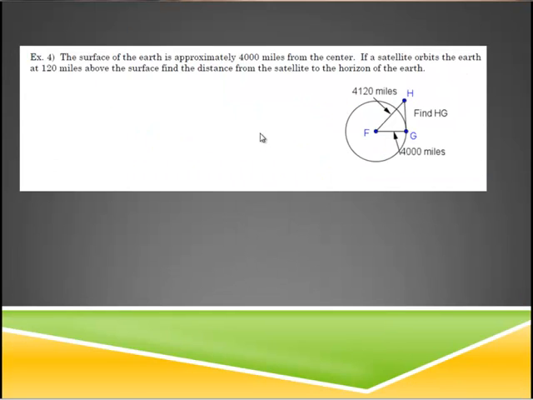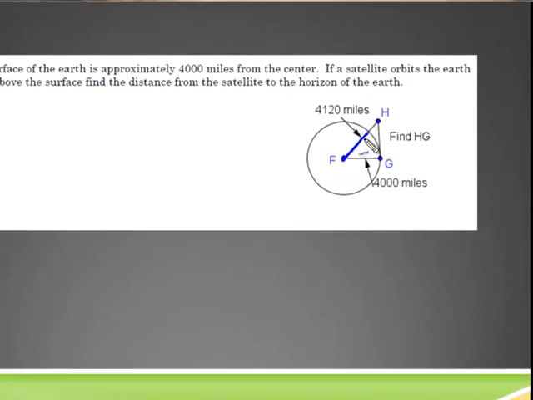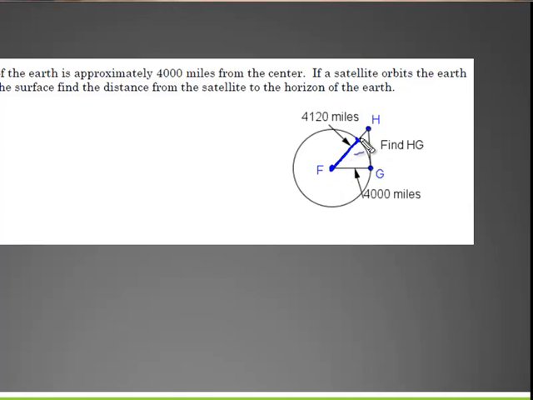It says the surface of the Earth is approximately 4,000 miles from the center. If a satellite orbits Earth at 120 miles above the surface, find the distance from the satellite to the horizon. Well, here's a cross-section of our Earth. Here's the center of our Earth. It's 4,000 miles to get to the surface, plus an extra 120 miles. Here at H is my satellite. So my satellite rests 4,120 miles from the center of the Earth.